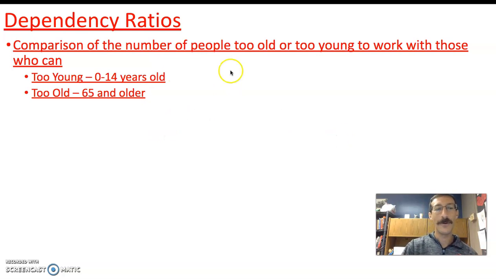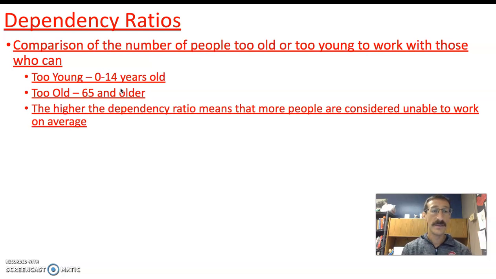It's just that not a whole lot of societies have to, or should be, depending on people that are this young or this old to provide for the whole of a family or the whole of society, or be the main ones. So a higher dependency ratio means that there are more people considered unable to work than on average.